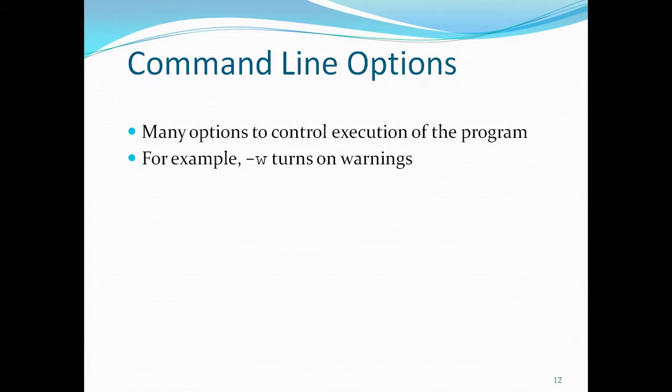For example, -w turns on the warnings. So how do you write this code? On the command line, type perl -w hello.pl. When you type this command, it will display a warning. If there are any warnings, they will be displayed on the screen when you execute it.